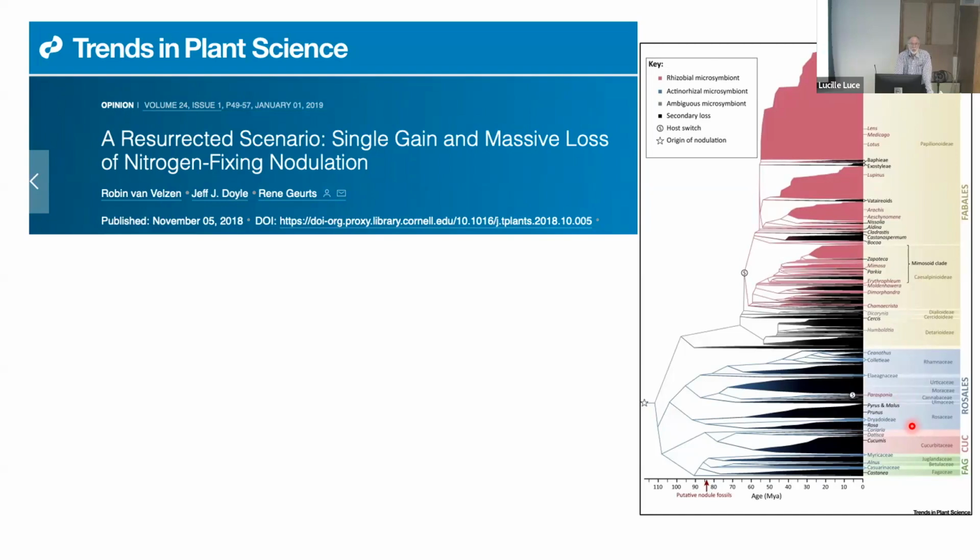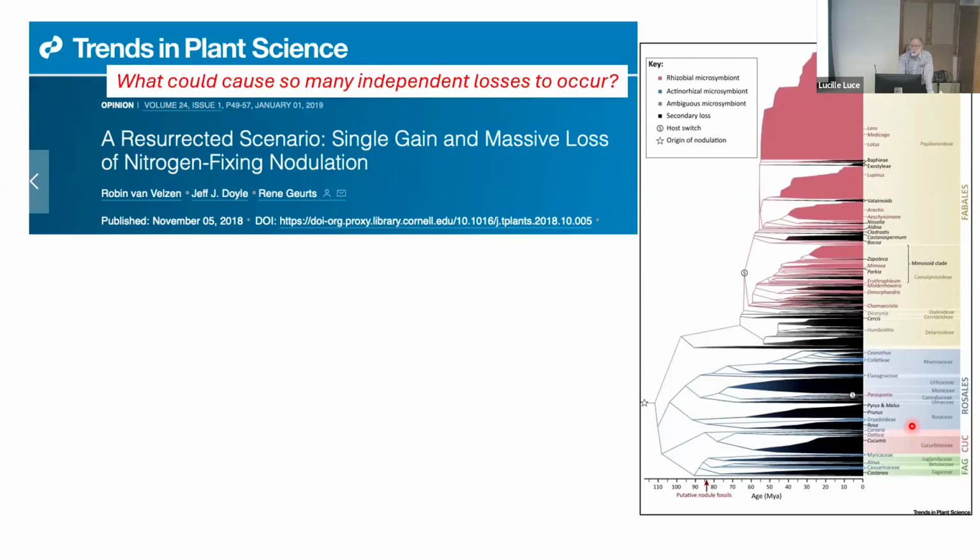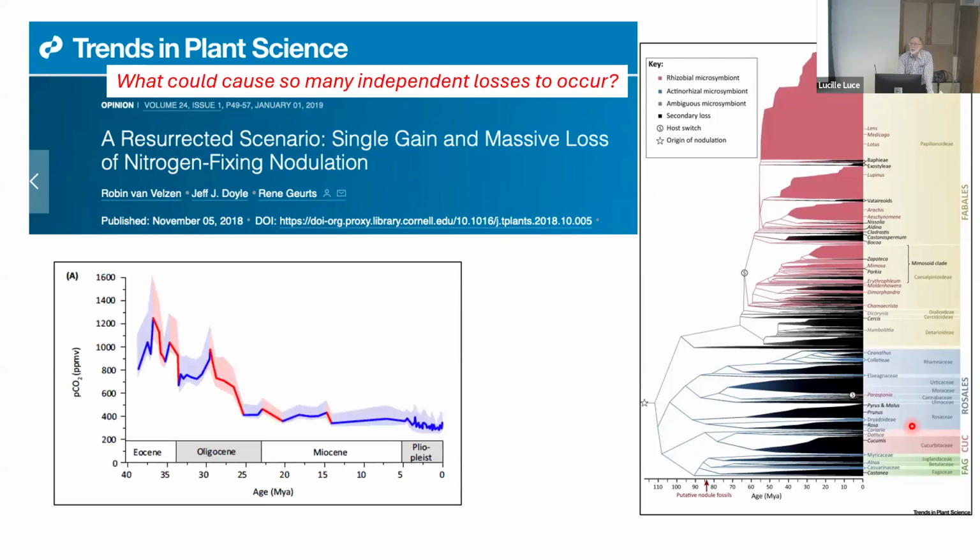And as long as parsimony was your criterion for judging things, this just was never palatable at all as an ongoing argument. So how does this new hypothesis deal with that? And the answer is, so you're asking what could cause so many independent losses? And it has to do with atmospheric CO2 levels.